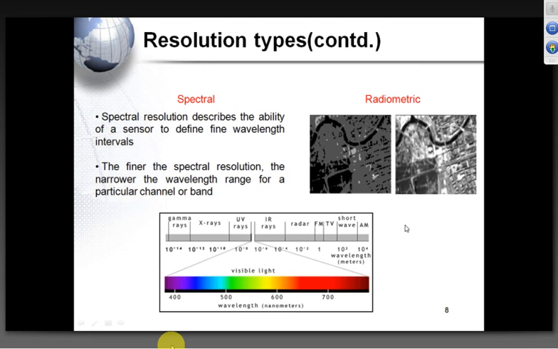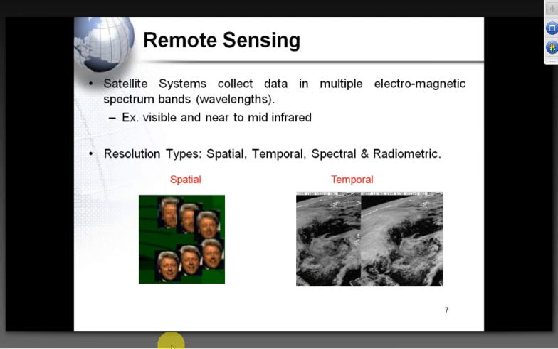Now, the last resolution is radiometric resolution. It is the ability of the sensor to distinguish the brightness of a particular image. As you can see, this one is dark and this one is light, bright in nature. So it basically determines and defines the signal strength of a particular image. So these are the various resolution types that are used in remote sensed images.